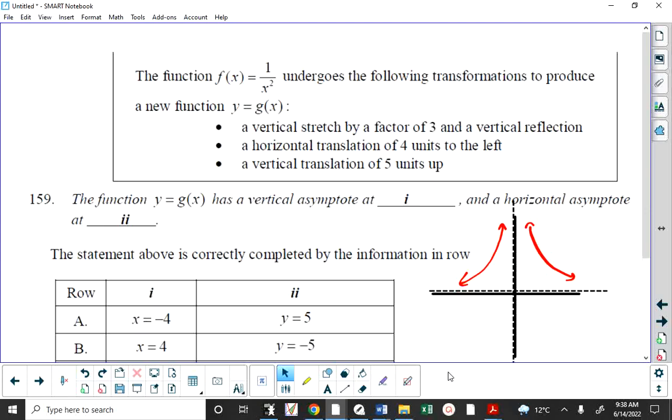Well, no, because stretches are always away from axes. So this means we're going to stretch it 3 times further away from the x-axis, but the x-axis is where the asymptote is, so it's not going to move. If I reflect this vertically, the asymptote will stay in the same place. If I translate this 4 units to the left, then the vertical asymptote will be at x equals -4. And if I shift it 5 units up, the horizontal asymptote will be at y equals 5. So the answer is A.